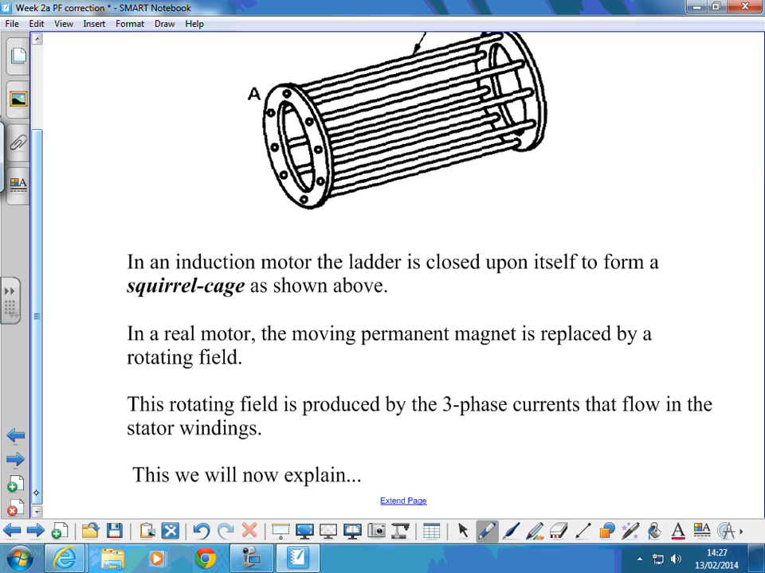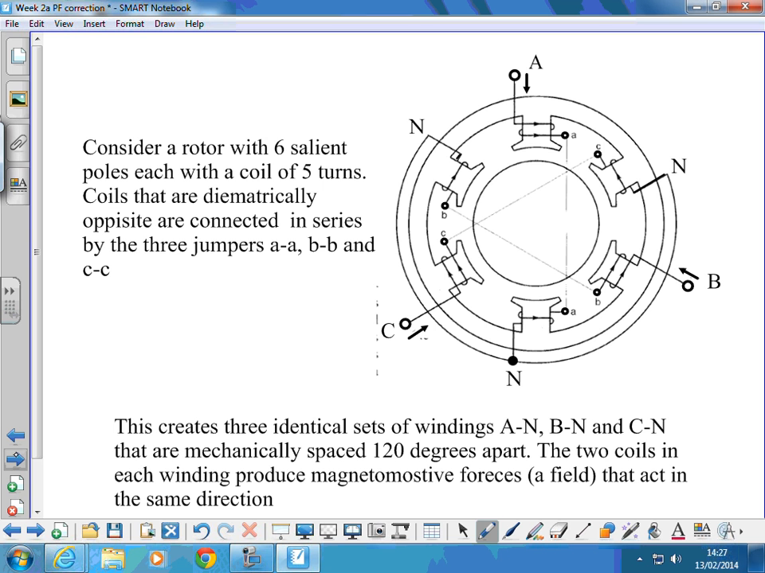No? Yeah? No? Maybe? Okay. So, if we had a stator that looks like this, and it's got 6 poles, each of them has a coil of 5 turns on. If we look at the one coming in at A, we connect that to one phase. There's a bit of it there, it's joined together in the middle, comes out there and goes to neutral. That's one phase.